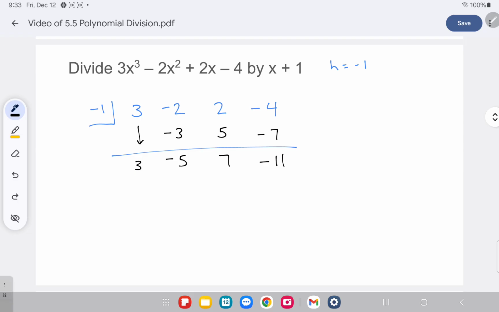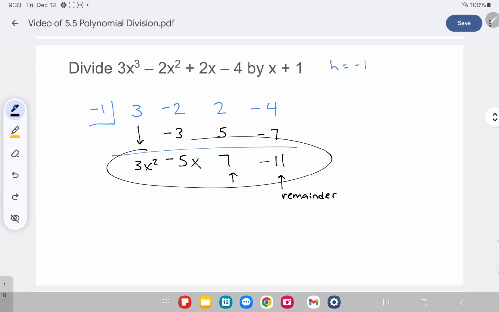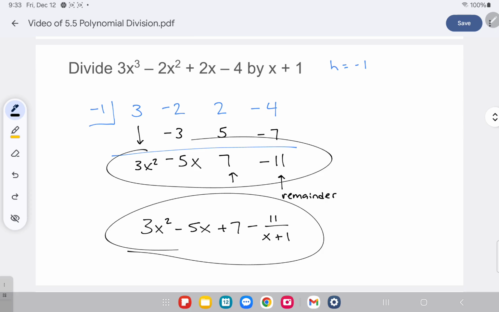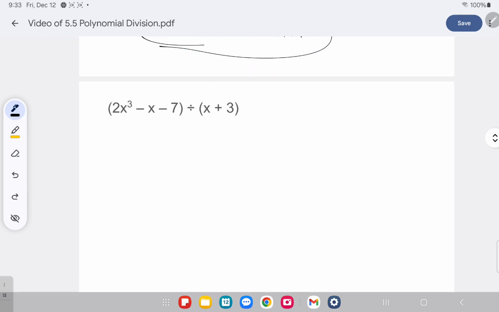Once again, we started with a cubic, so our resulting polynomial is a quadratic. Or you can work backwards if you want. The last number you get is always going to be the remainder, which means the next one is your constant term, which means this one is your x term, which means this one is your x squared term. So we have 3x squared minus 5x plus 7, and then our remainder is negative 11. And that's our resulting polynomial. We'll do one more example.